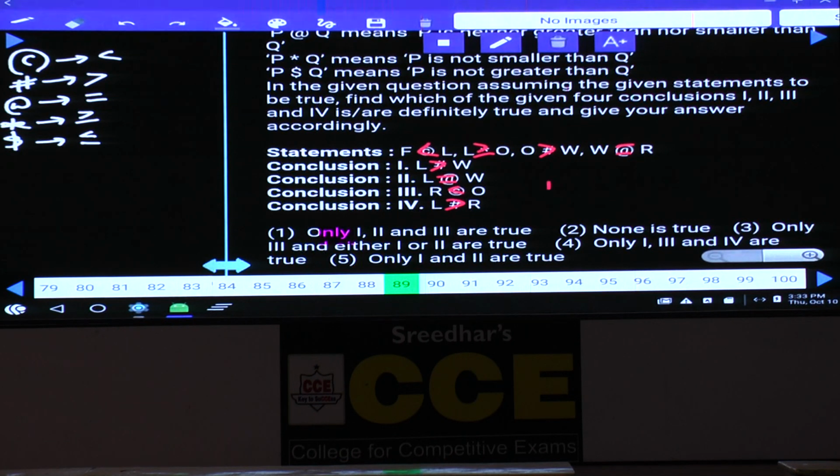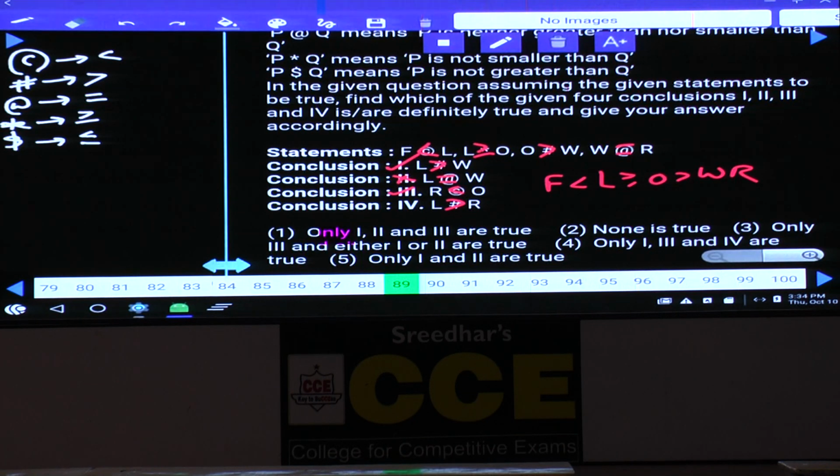Now with the help of this one, F lesser than L, greater than or equals to O, greater than W, W equals to R. Now with the help of this one, L greater than W. L greater than W definitely true, and second L equals to W, that is false, 1 is true. Next one, R lesser than O. O greater than R lesser than O.